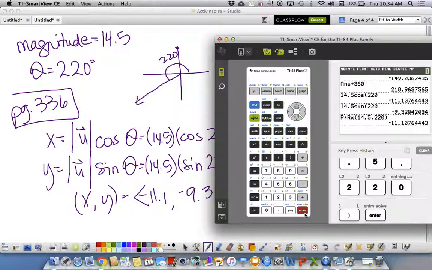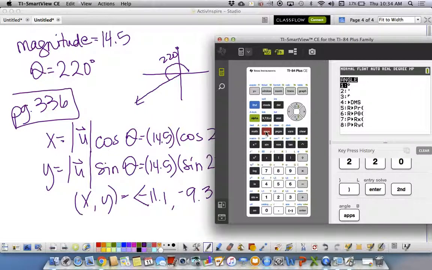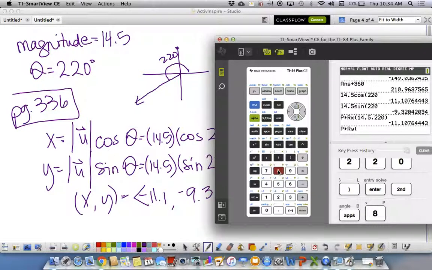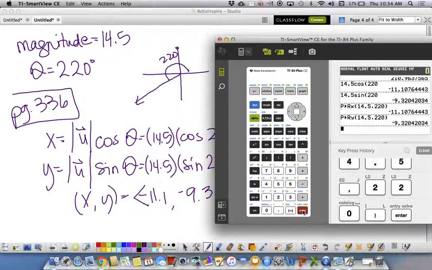If you plug in second apps, number 8, and you put in 14.5, comma, 220. Guess what it's going to give you? Negative 9.3. So you put the magnitude first, then the direction. Yes. Magnitude and direction. That's what vector says. Magnitude and direction. Put them in that order.